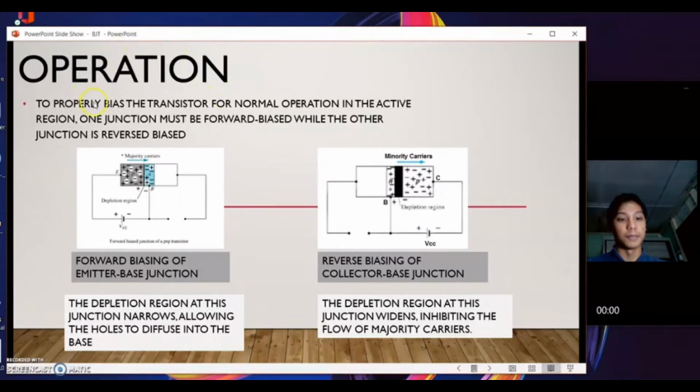So this is the forward bias of the emitter base junction. The depletion region at this junction narrows, allowing the holes to diffuse into the base.